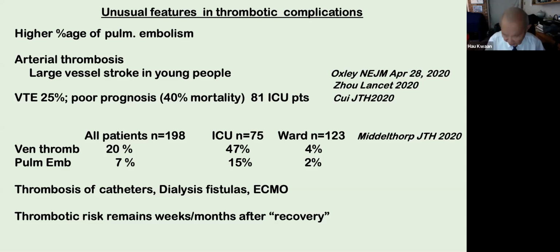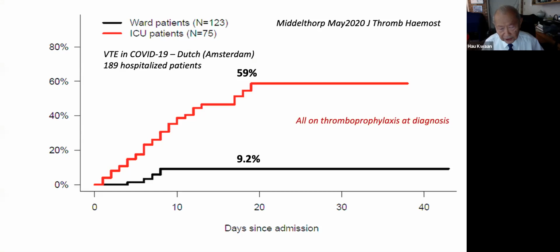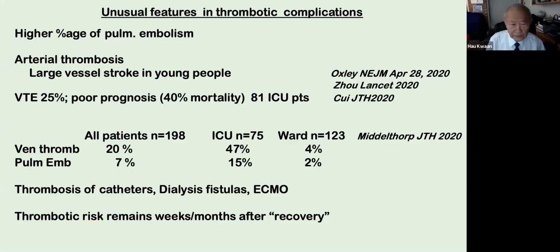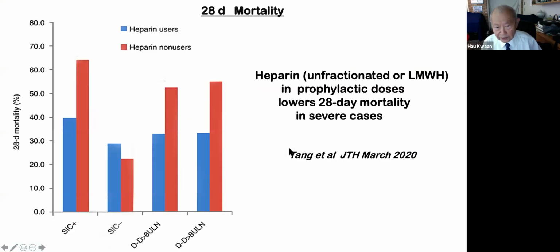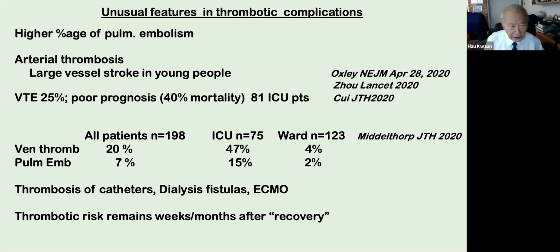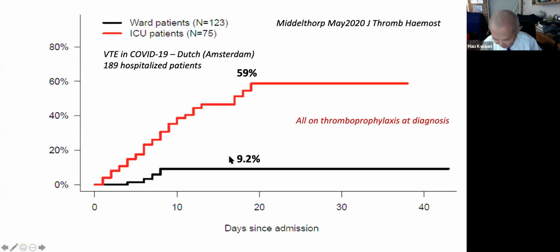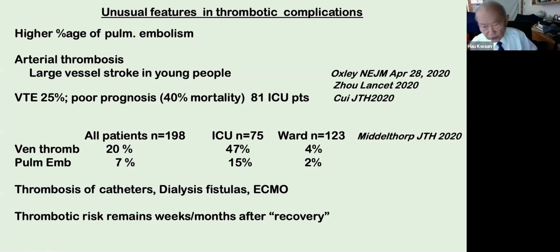This is the early Chinese series of 81 patients. And here, VTE occurs in up to a quarter of these patients. And they have a poor prognosis because in these patients, there is 40% mortality. Another series from Holland by Middeldorp shows the difference between the sick ICU patients and the patients not sick enough to go to ICU. You see a big difference in the venous thrombosis rate. And then if you look at the pulmonary embolism rate, you're seeing 15%, which is pretty high in the ICU patients compared to the ward patients, and it's still 2% in the ward.